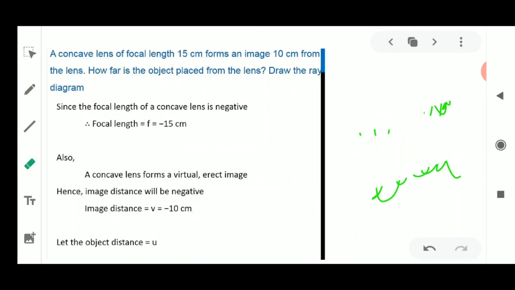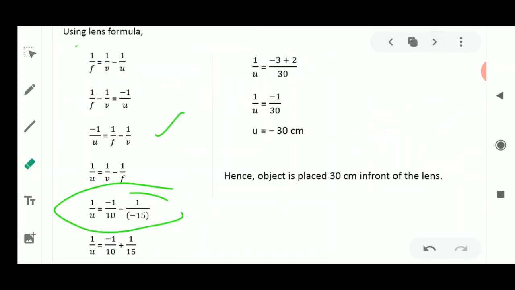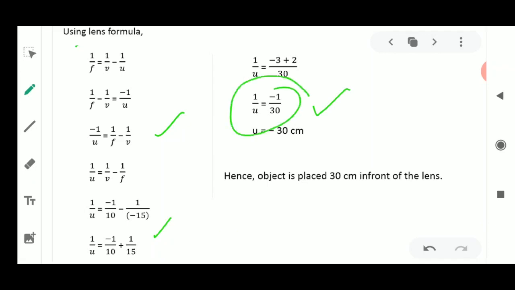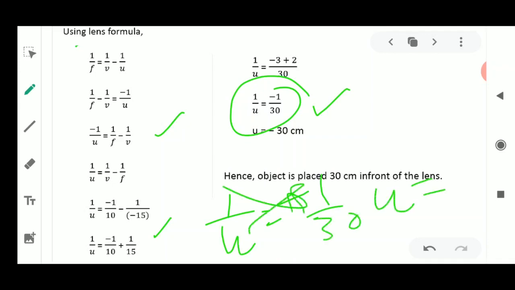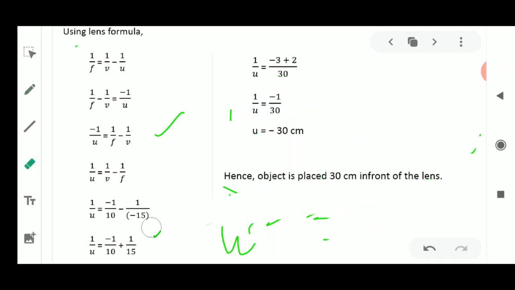Okay, so next you have substituted the value here, and once you have substituted the value, you need to solve this. So 1 by u is equal to minus 1 by 10 plus 1 by 15, that becomes u is equal to minus 30 centimeters. So it means 1 by u is equal to minus 1 by 30. And what about u? You will cross multiply this and you will get u is equal to minus 30 centimeters.